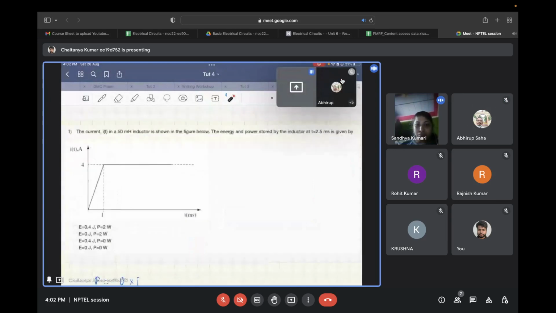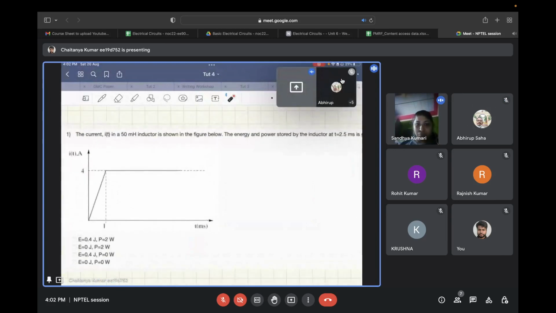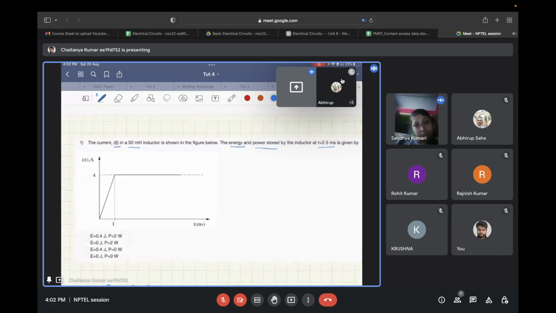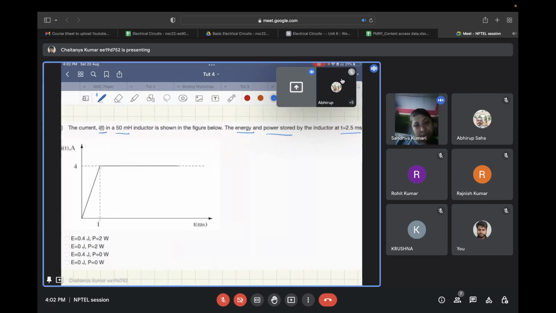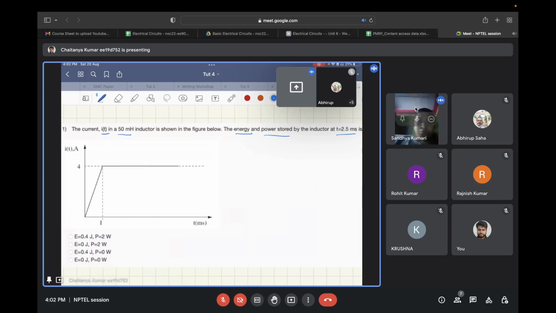Okay, so this is the question. A current i(t) is flowing into an inductor of 50 millihenry, and we need to find the energy and the power stored in the inductor at time equal to 2.5 milliseconds. And there are options in the question, so please try to solve it first.